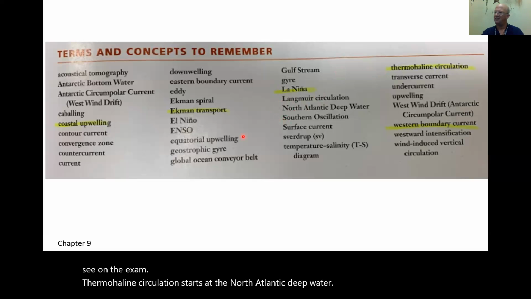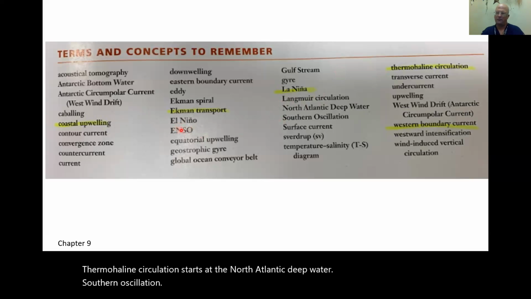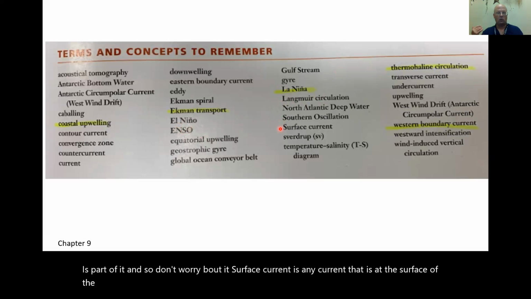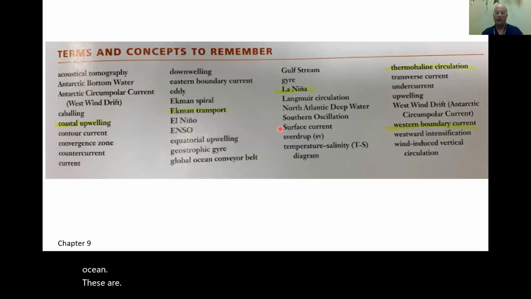Southern Oscillation is part of ENSO. Don't worry about it. Surface current is any current that is at the surface of the ocean. These are typically created by wind, right? Because that's where you get the interaction of the atmosphere and the ocean.